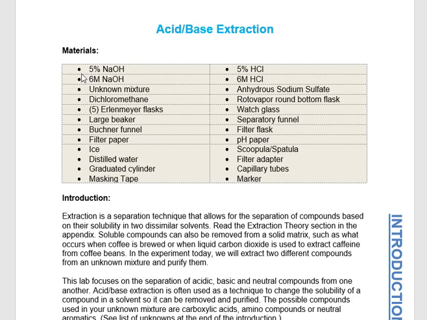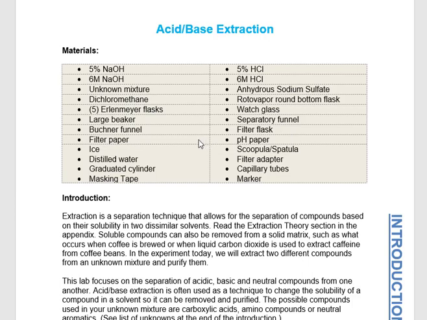In the acid-base extraction lab, you can see on the front page of our experiment that we have the same base at two different concentrations, and two different concentrations of acid. We'll have an unknown mixture that we're going to separate. We also have an organic solvent called dichloromethane, or DCM. Also, we have anhydrous sodium sulfate, which is used as a drying agent to remove any water from the dichloromethane solvent. Everything else is more or less glassware of some kind.